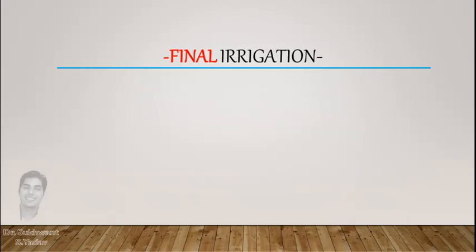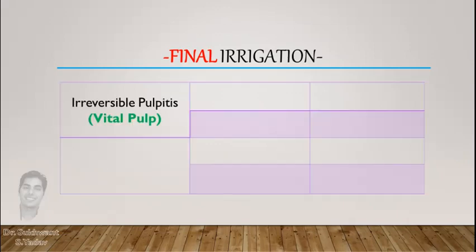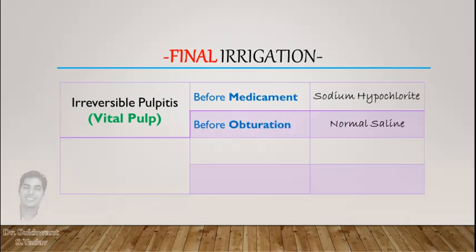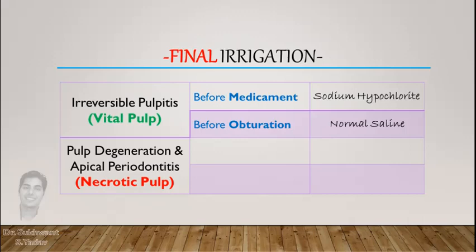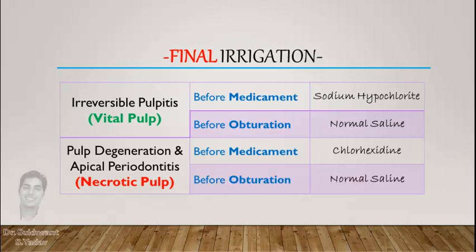Now, what should be the final rinse? In vital pulp cases, after completing BMP and before placing medicament, the canal should be irrigated with sodium hypochlorite, as it complements calcium hydroxide in dissolving pulp tissue. Before obturation, the final irrigation should be normal saline. In necrotic cases, irrigate with chlorhexidine before placing medicament because of its substantivity from 2 to 12 weeks. Again, before obturation, the final irrigation should be normal saline.